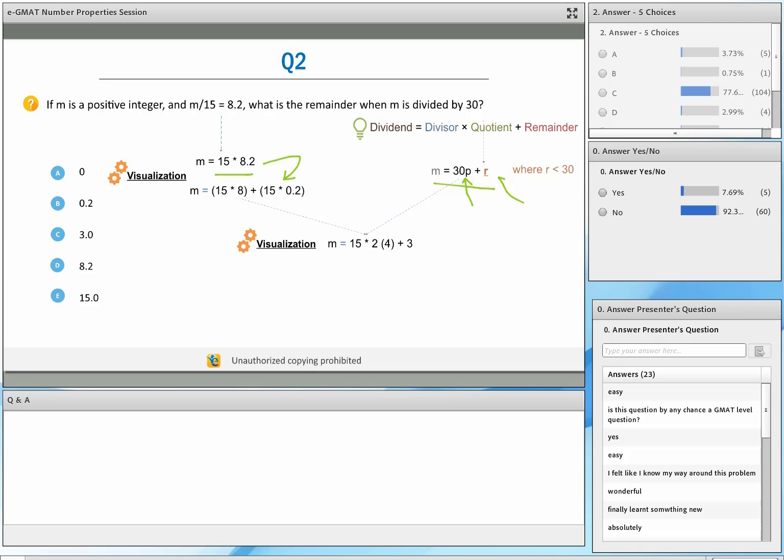What you're doing over here is you are manipulating this, okay? So 15 times 8 plus 15 times 0.2. Now 15 times 8, I can write this as 15 times 2 times 4. Why am I writing it like this? Because remember, I need to express this in terms of two parts, one part that's divisible by 30. And I know the 8 has a 2 in it, which means that this part is divisible by 30. That's what I'm doing here. Now 15 times 0.2 is 3. So that's exactly it. R is equal to 3.